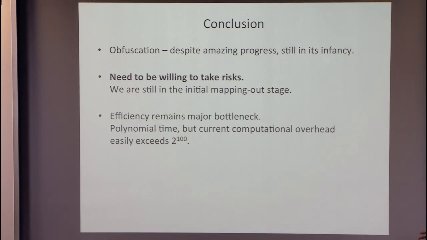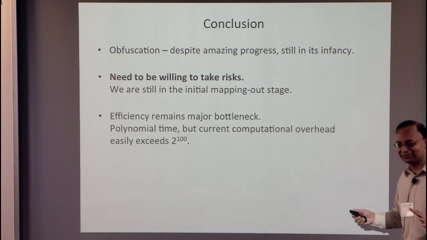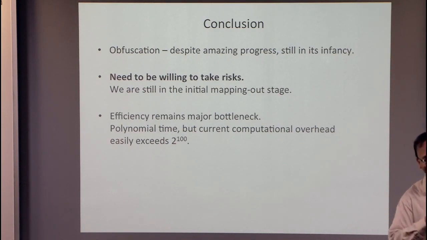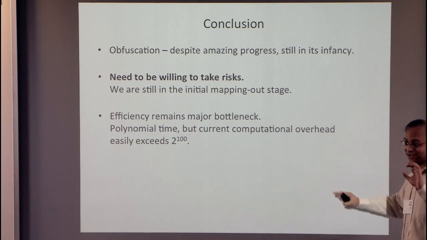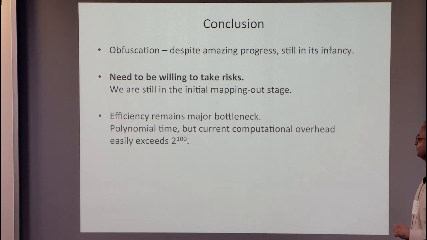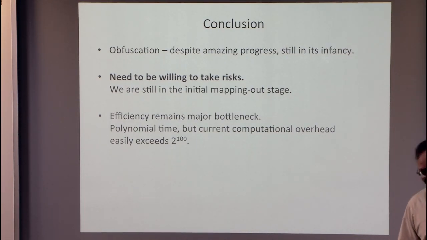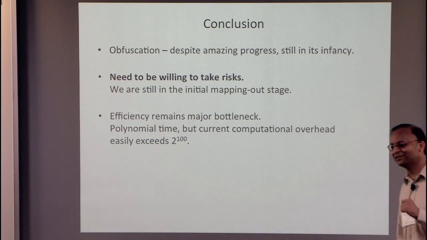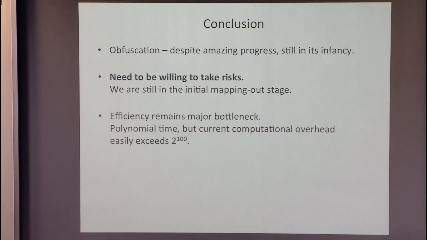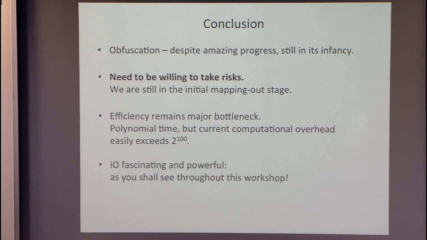I didn't talk about it much, but efficiency is a major, major bottleneck. This is the anti-efficiency theme in this workshop. So we have polynomial time, we even have constant size overhead, but the computational overhead is huge. It's polynomial, but the constants easily exceed 2 to the 100, small numbers like 2 to the 100. That's probably something we should address.